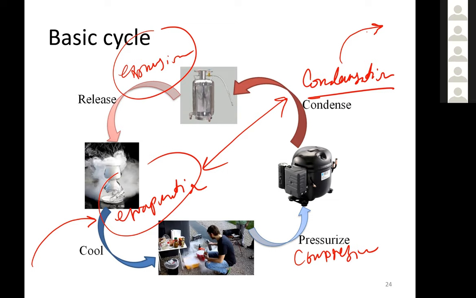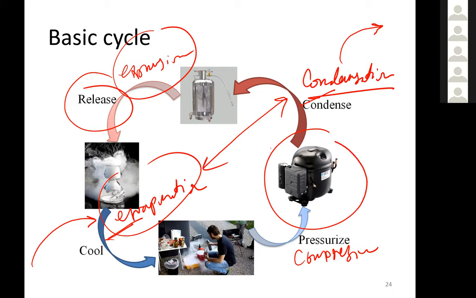I need to have refrigerants with boiling points at the given temperature, at the evaporator pressure and the condenser pressure, in a way that will allow that smooth transfer of heat. Expansion takes place by using an expansion valve, and I have the compressor, which is the main component in this cycle.